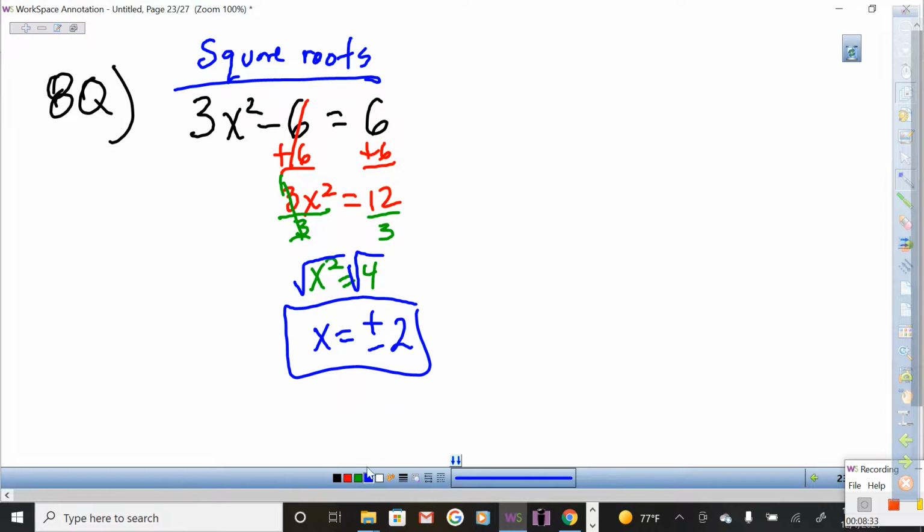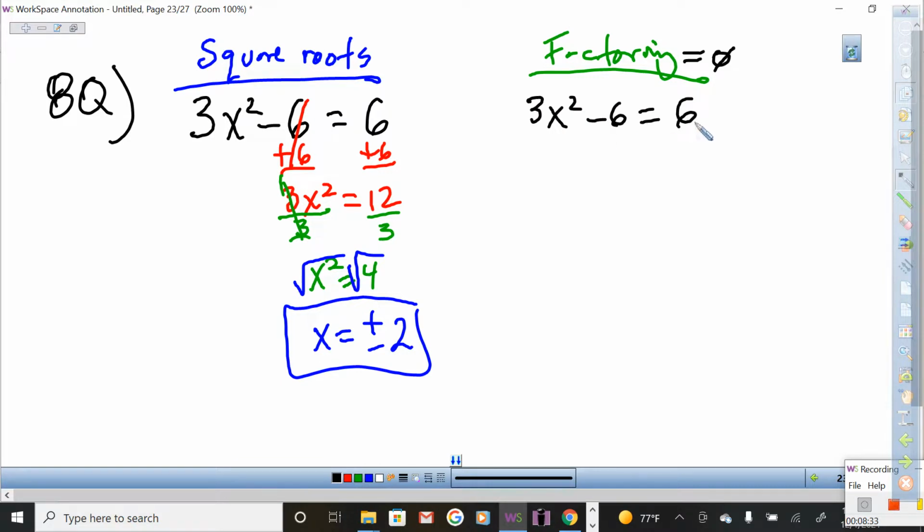Let's go with factoring. Next method is factoring. For the factoring, I want you to write, next to the word factoring, equal to 0. So like that, you remember that for this one, you need to set the equation equal to 0. So let's write the equation again. 3x squared minus 6 equal to 6. It's not equal to 0. It's equal to 6. So tell your neighbor what to do to make it equal to 0.